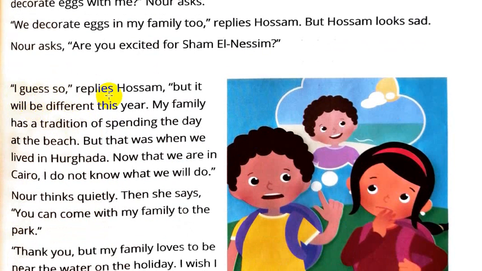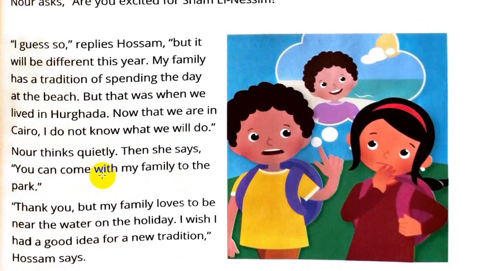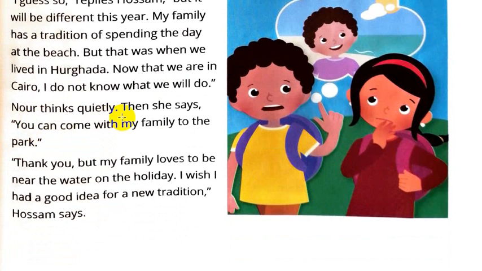I guess so, replies Hussam. But it will be different this year. My family has a tradition of spending the day at the beach, but that was when we lived in Hurghada. Now that we are in Cairo, I don't know what we will do. Noor thinks quietly. Then she says, you can come with my family to the park. Thank you, but my family loves to be near the water on the holiday. I wish I had a good idea for a new tradition, Hussam says.